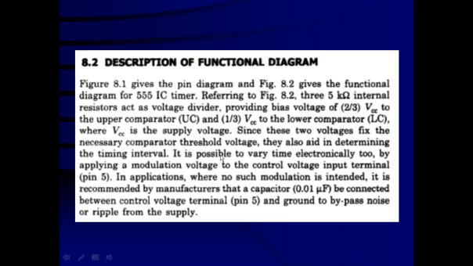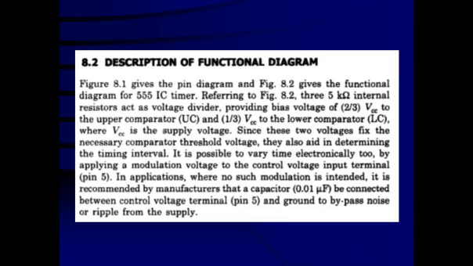It is possible to vary the time electronically too by applying a modulation voltage to the control voltage input, pin number 5. So at pin number 5, if from outside you apply a DC voltage or AC voltage, that is called modulation. It will add to the original reference voltage of 2 by 3 VCC, and that way the 2 by 3 VCC can be increased or decreased, or modulated, and hence the pulse width can be varied, and that way pulse modulation can be obtained.